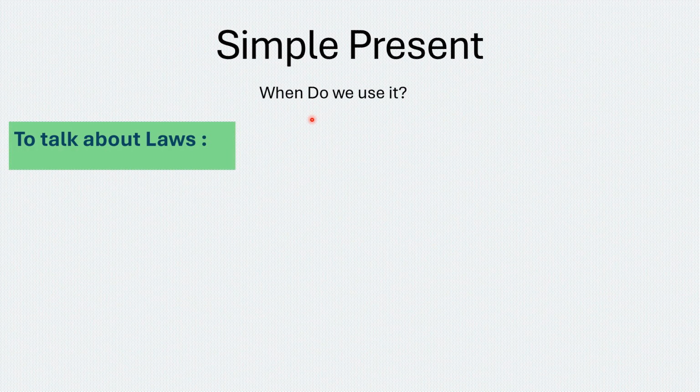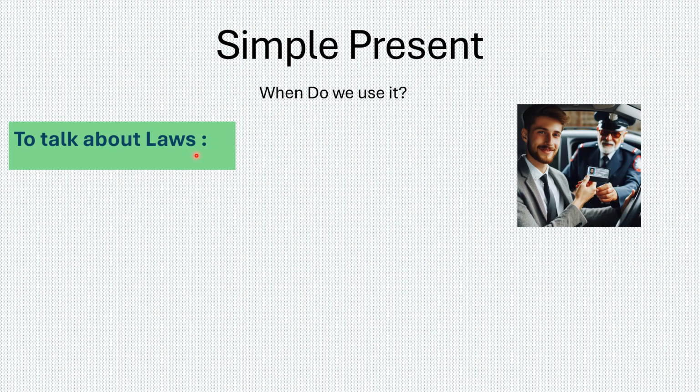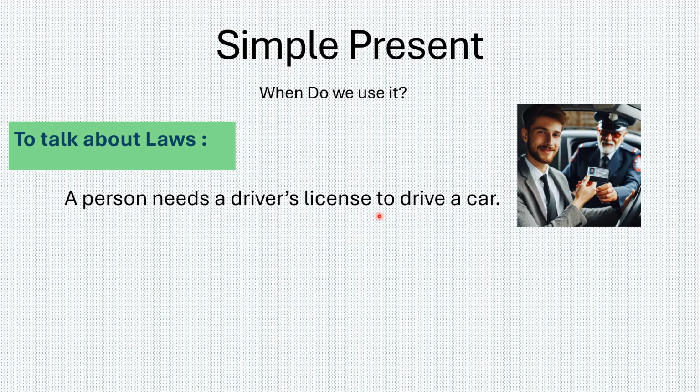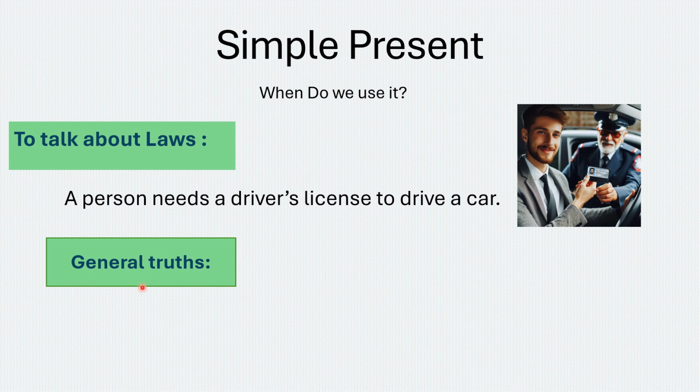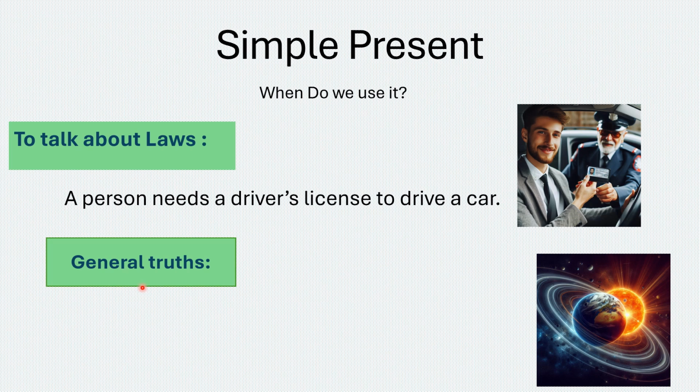We also use this tense to talk about laws. Here is an example. A person needs a driver's license to drive a car. We also use the simple present to talk about general truths. For example, the earth orbits the sun.